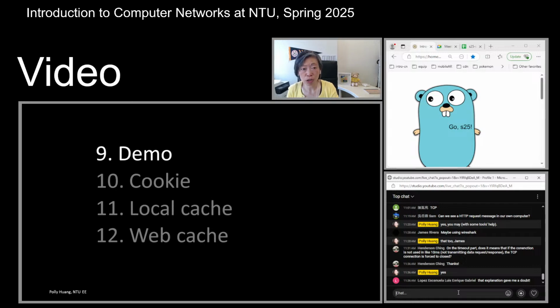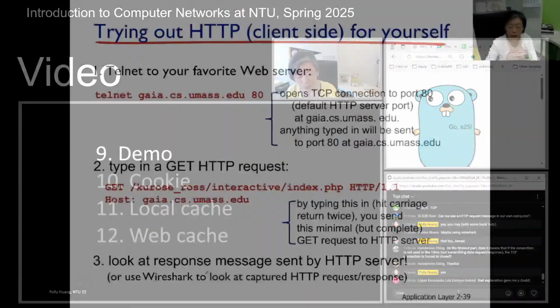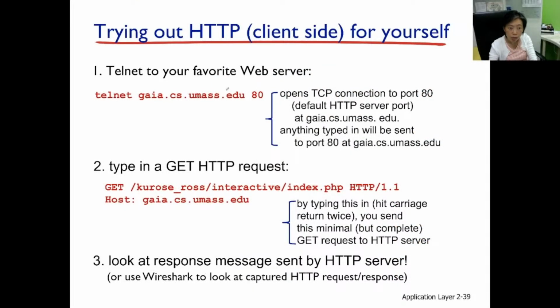The first video is to prepare you for what I'm going to do. What I will show you in the demo coming next is to Telnet to the favorite web server here, using the machine that the textbook author has set up for us. So we'll telnet to gaia.cs.umass.edu at port 80. What it does is open the TCP connection to port 80 where there's a web server already running. And anything typed in will be sent to port 80 at this server.